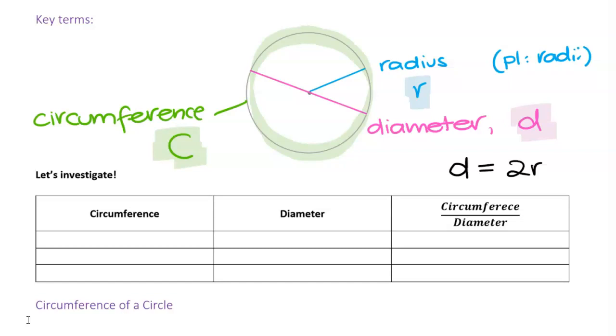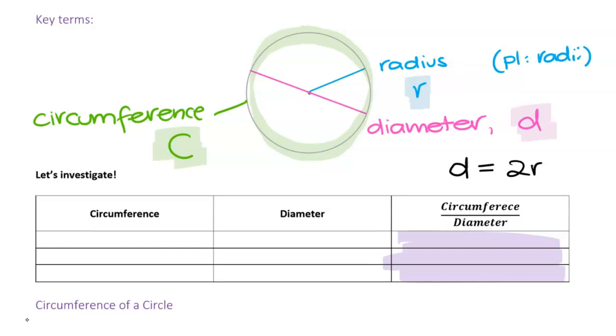There's a special relationship between the circumference and the diameter of a circle. What we're going to do is we're going to ask you to measure some circles. With those measurements, you want to measure the circumference, the diameter, and the circumference divided by the diameter. Hopefully, you notice a very special relationship happens when you do the circumference divided by diameter.